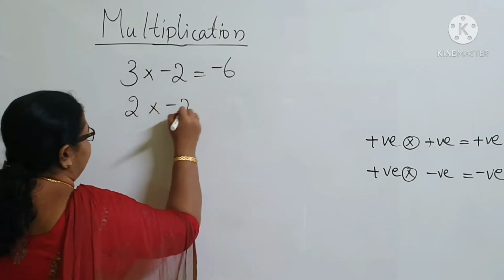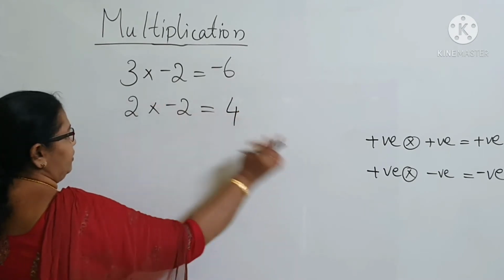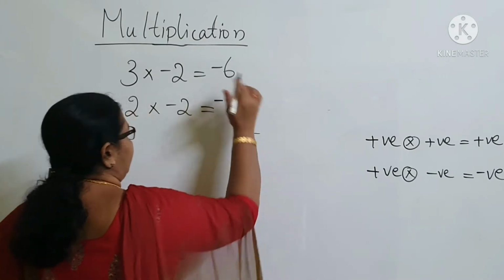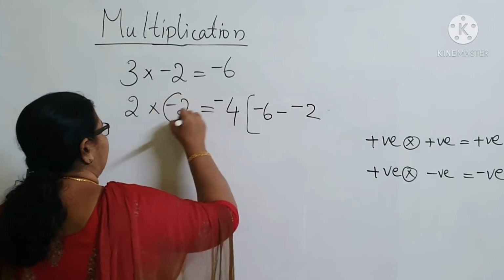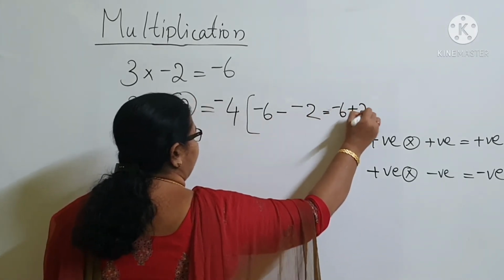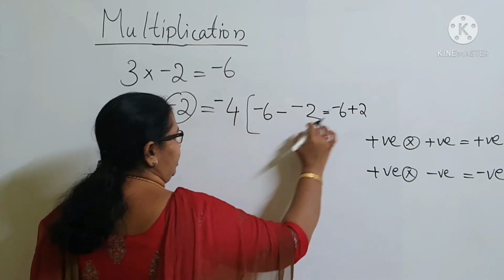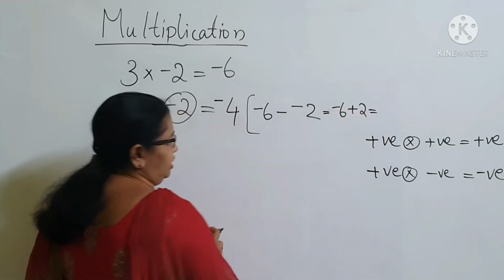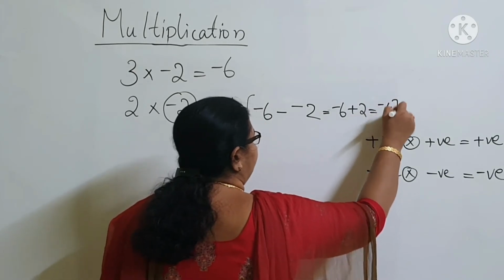What is 2 into negative 2? 2 2s are 4, and positive into negative is negative. So negative 4. That is, this product is negative 6 minus negative 2, because we are multiplying with the negative 2. And that is equal to negative 6 plus 2, that is, negative 6 plus the additive inverse of negative 2, which is 2. That is equal to, negative and positive integers, so subtract them and place the sign of the bigger integer.